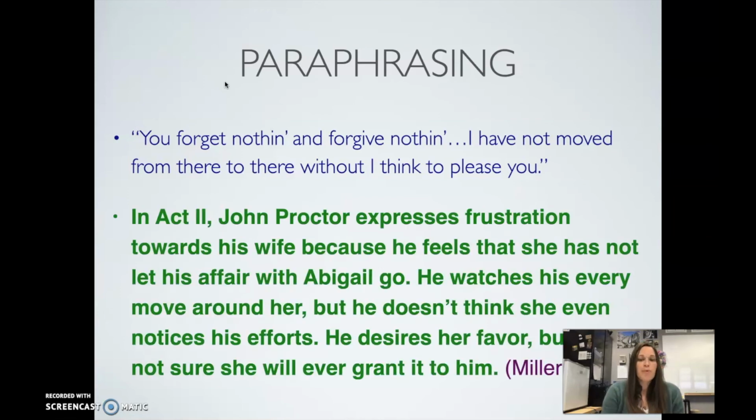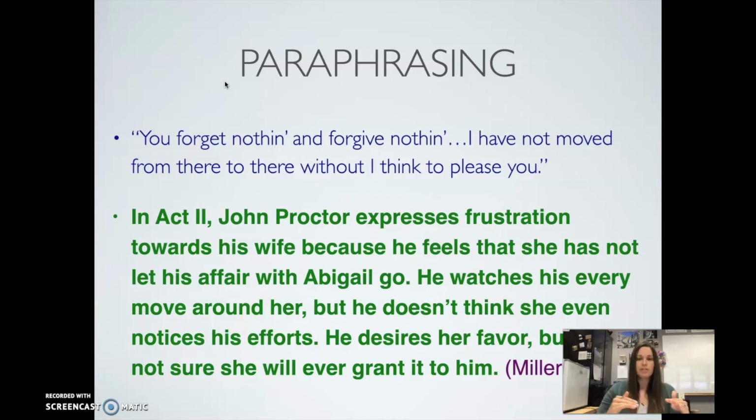In Act 2, John Proctor expresses frustration towards his wife. That's all context, by the way, because he feels that she has not let his affair with Abigail go. Notice that is referencing that first part that says, you forget nothing and forgive nothing, right? He feels she has not let his affair with Abigail go. He watches his every move around her. I have not moved from there to there, okay? But he doesn't think she even notices his efforts. Again, you're not forgiving, or it says you forget or forgive nothing. He desires her favor, without, I think, to please you. That's the original part. But he is not sure she will ever grant it to him.